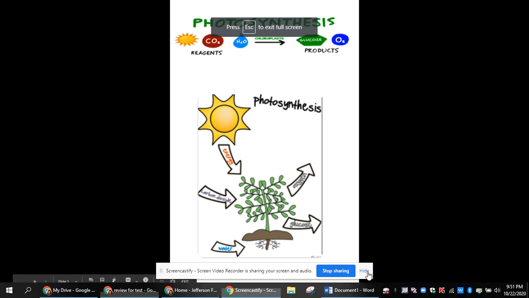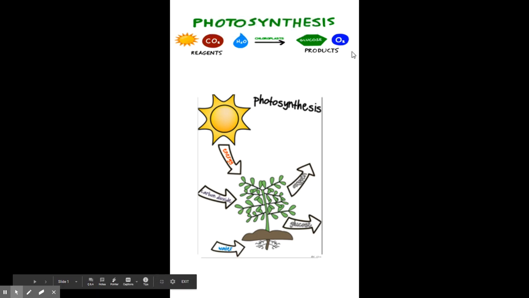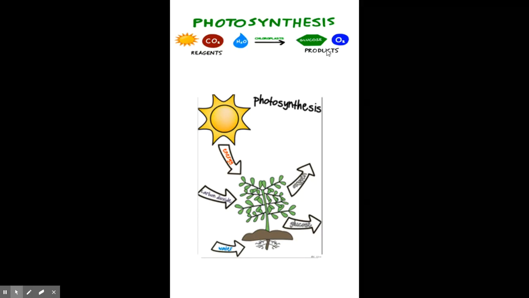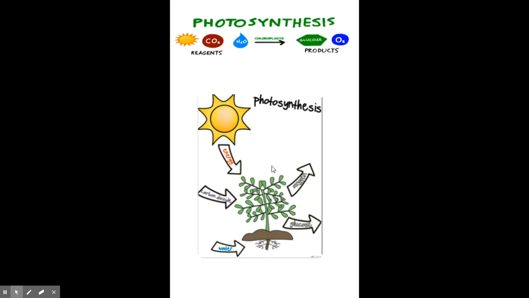So we're going to do a review of photosynthesis and respiration. We're going to start with the equations. And remember that things that go into the equation are called reactants. Things that come out are the products. So we have sunlight, carbon dioxide, and water that go in.